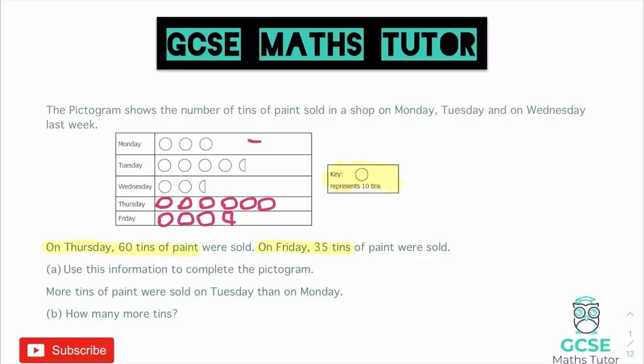So on Monday, there are 3 circles, that would be 30 tins. And on Tuesday, there are 4.5 circles, so that would be 45 tins. So in total, that's an additional 15. You can show your working out. That's 45, take away 30, which is going to equal 15 extra tins that are sold on Tuesday as opposed to Monday. And there we go, there's pictograms.